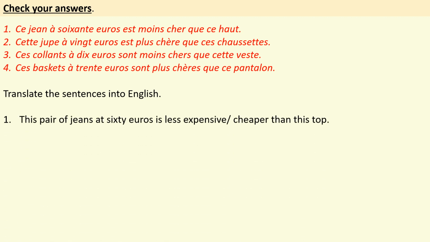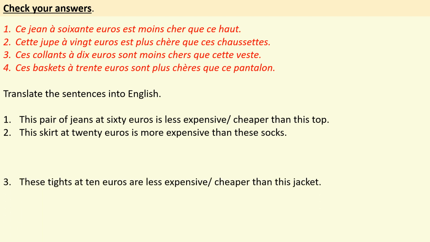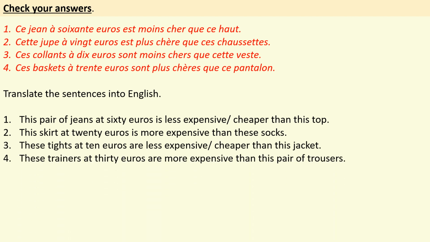And here are your answers. So this pair of jeans at 60 € is less expensive, or you can say cheaper, than this top. This skirt at 20 € is more expensive than these socks. These tights at 10 € are less expensive or cheaper than this jacket. And these trainers at 30 € are more expensive than this pair of trousers. Check your answers now and press pause to do that and play to go on to the first activity. Merci. Next activity.